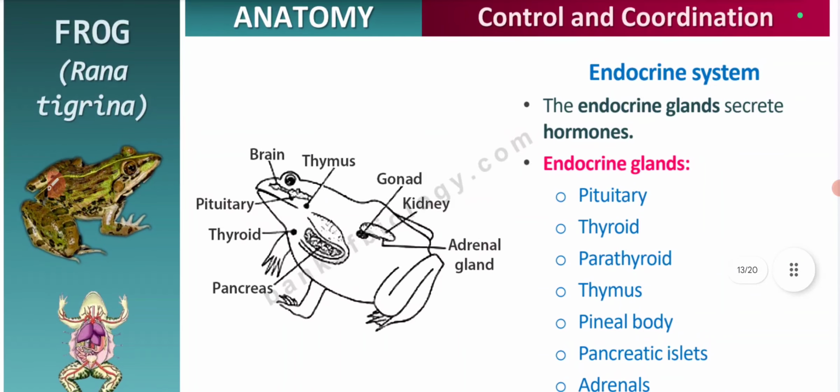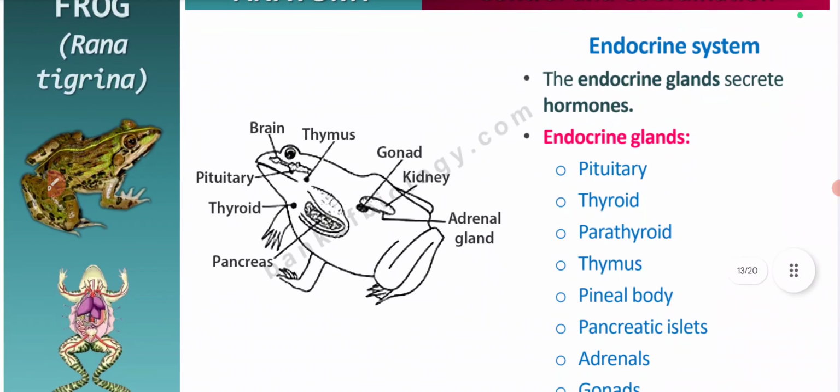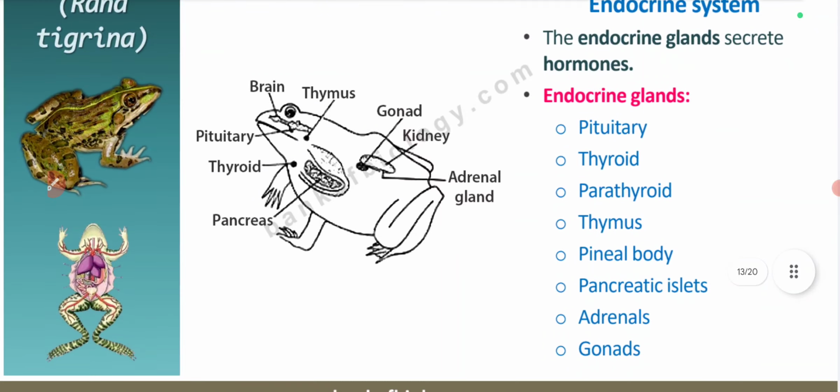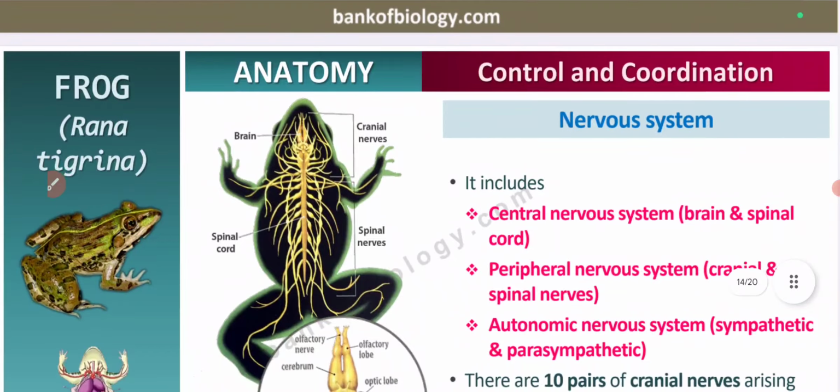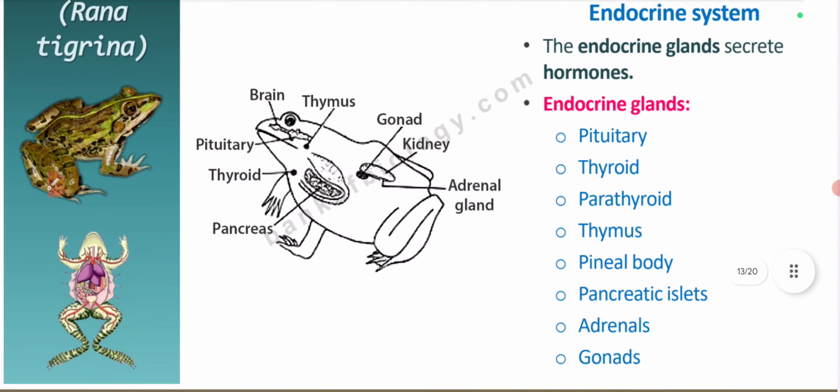Now control and coordination, endocrine system. The endocrine glands secrete hormones. Examples: pituitary gland, thyroid, parathyroid, thymus, pineal body, pancreatic islets, adrenal and gonads. See, there are some different locations of the endocrine system in frog.